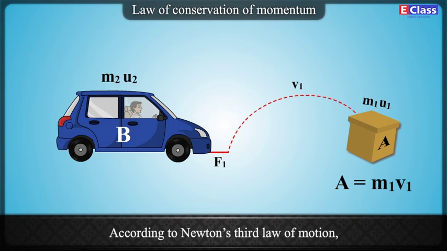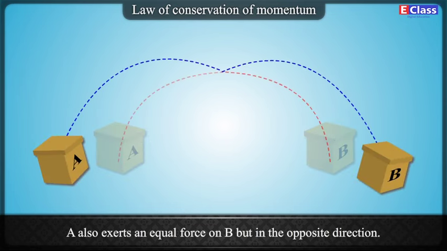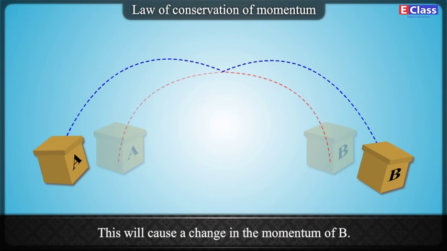According to Newton's third law of motion, A also exerts an equal force on B, but in the opposite direction. This will cause a change in the momentum of B.